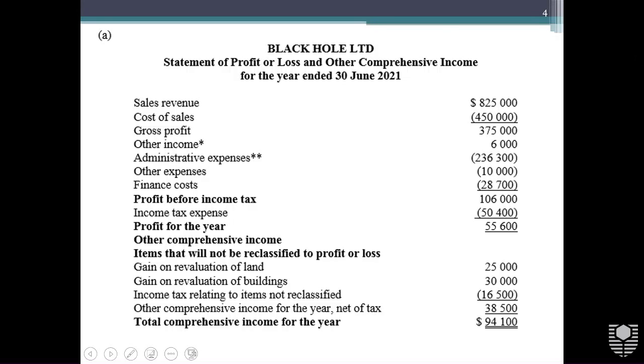So we've got sales revenue there of 825. Tick. We've got to minus out our cost of sales to give us a gross profit. You don't have to take photos of these. The answers to these are already up on Blackboard.